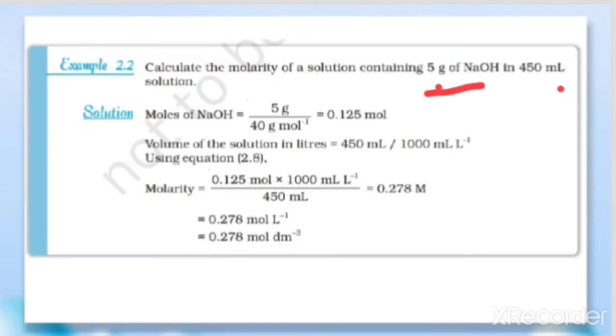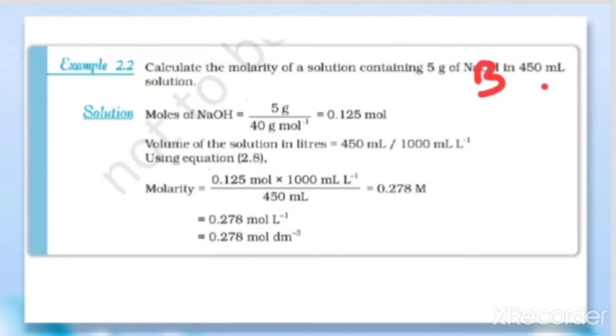So first you have to identify which one is actually the solute here. NaOH is the solute, so we can represent it by the letter B. Solvent is not specified here, but the volume of the solution is given as 450 ml. So first of all, we have to use the formula of molarity.